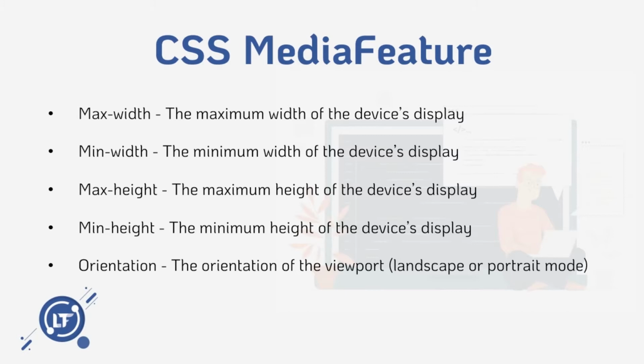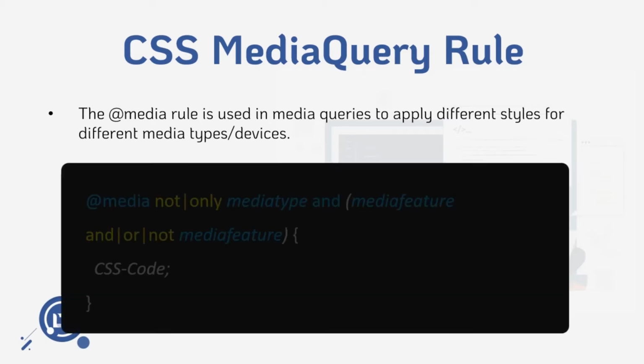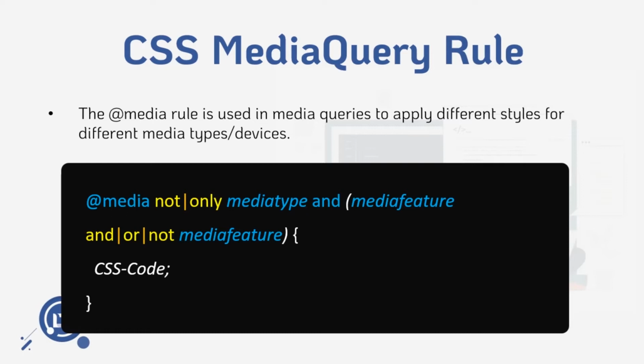Now, let's look at something very important, which is the CSS media query rule itself. The media rule is used in media queries to apply different styles for different media types and devices. We're going to be looking at the rule now. It goes something like this: @media. The parts that are highlighted yellow are optional. So you could decide to, for example, use not, or you can use only.